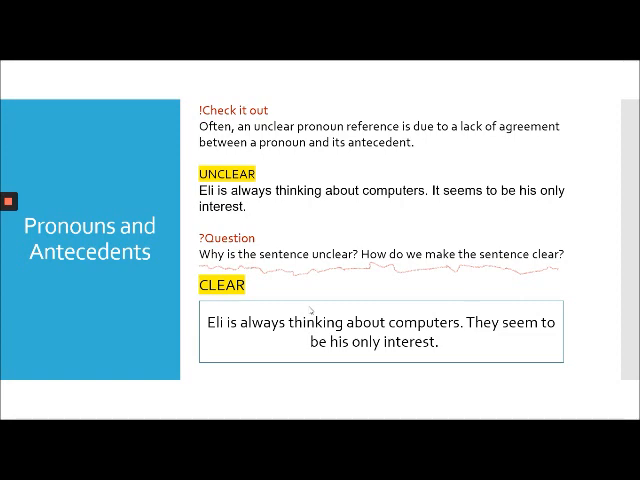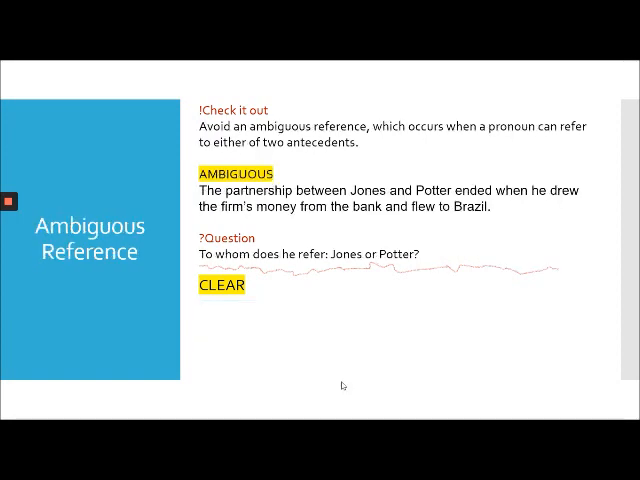They seem to be his only interest. We are referring to the computers, so we use they. And here, they is not referring to Eli. They refers to the computers. Moving on, let's discuss ambiguous reference.